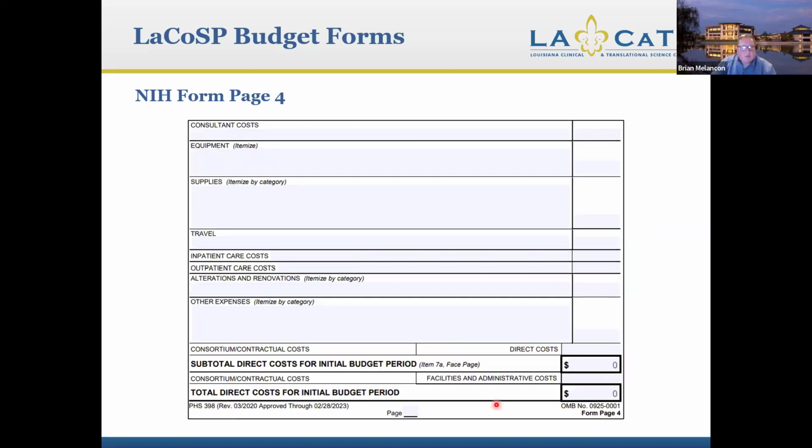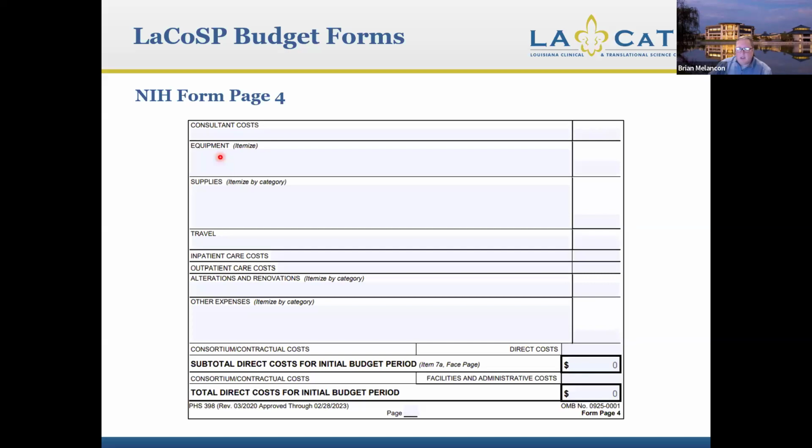So now moving on to the bottom half of the NIH form, page 4. And not every category is going to pertain to your project, which is okay. So if you remember from our not allowable category, equipment over $5,000 is not an allowable expense for the Community Scholar Program. So therefore, you're not going to fill out this section here. It's okay. Just leave it blank.